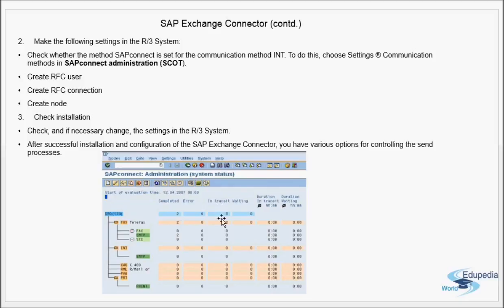So this is the initial screen of the SCOT transaction, the SAP Connect administration one. Here it shows completed, error, in transit, and waiting. For fax you have 2 completed, and similarly for the others. So when you run this initial screen, this is what you view.